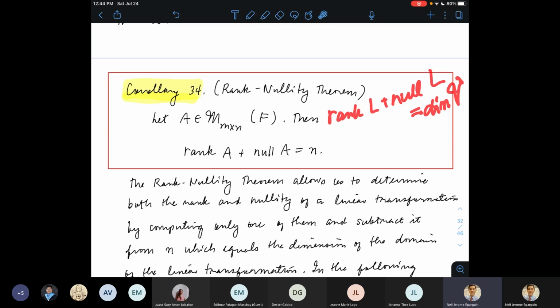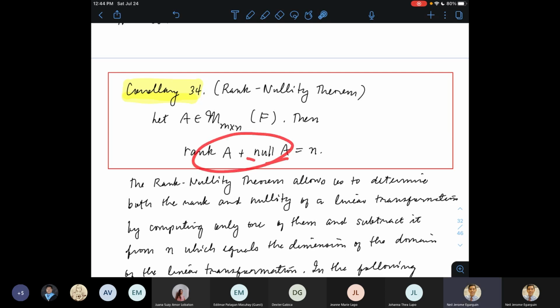But from theorems 31 and 32, ang rank ng L ay equal sa rank ng matrix. Nullity ng L ay equal sa nullity ng matrix representation niya. So, ibig sabihin, the sum of the rank and the nullity of your matrix must be equal to the dimension of V. Pero sabi natin yung dimension of V ay laging equal sa number of columns. So that means it must be equal to n.